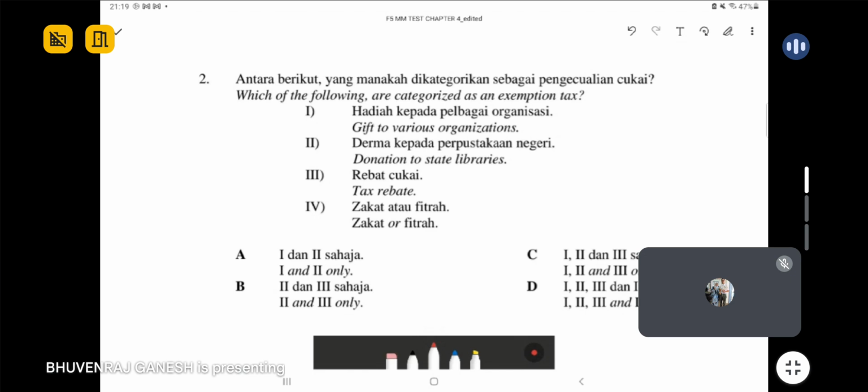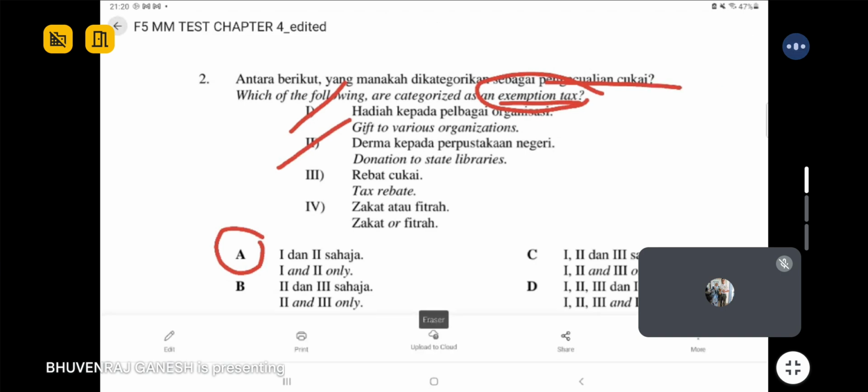Okay, so pengecualian cukai, exemption tax. Okay, so I say A. Let me check and see. Okay, so yes, the answer is correct. The answer is gift and donation. So always remember, guys, when you see exemption, the first thing that comes to your mind is gift and donation. These are the keywords. You can remember keyword, kata kunci untuk lebih senang. So pengecualian cukai, it will be gift, hadiah, donation, derma. These are the two keywords. So answer for 2 is A.